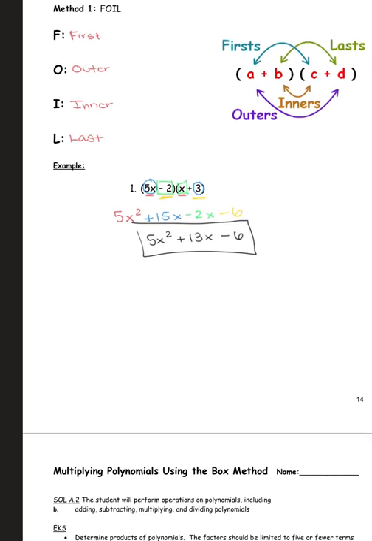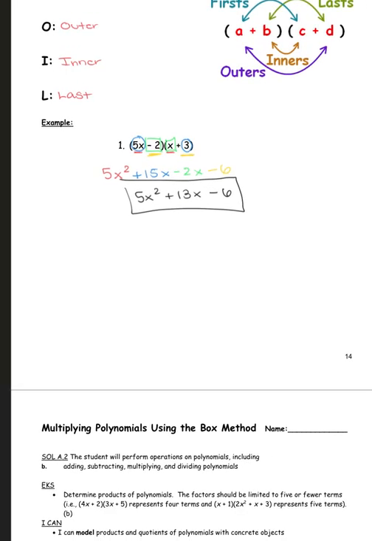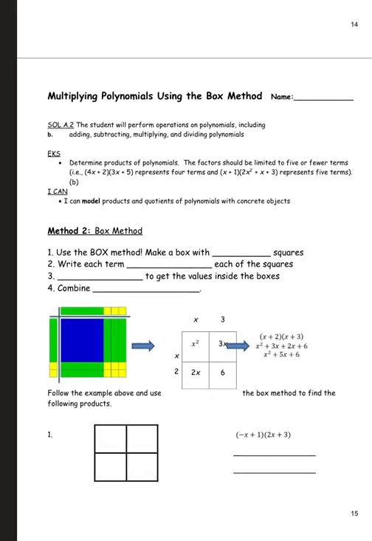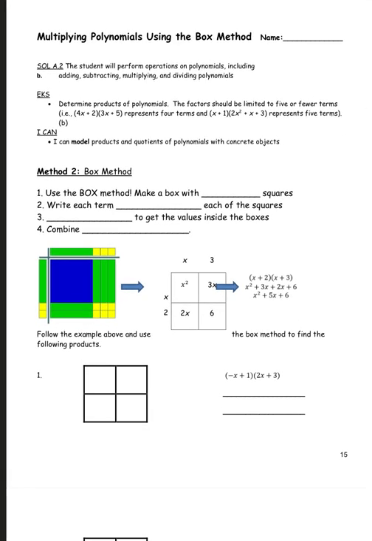Okay, so again, I only provided one example because that only applies to when we're multiplying a binomial times a binomial, all right? With the box method, we're still multiplying, but the box method allows us to use this method when we're multiplying beyond a binomial times a binomial, okay?